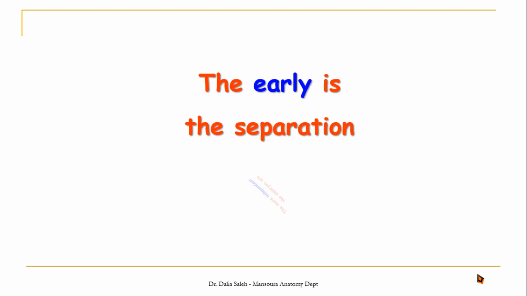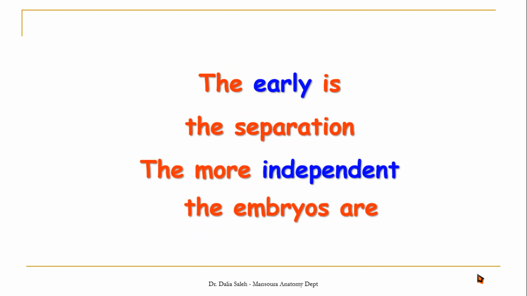So in summary, the earlier the separation, the more independent the embryos are. So if there is separation at the two-cell stage, each embryo will have his own amnion, his own chorion, his own placenta. They do not share anything. But with the late separation, as in the bilaminar germ layer, they share everything. They share the same placenta, the same chorion, and the same amnion.